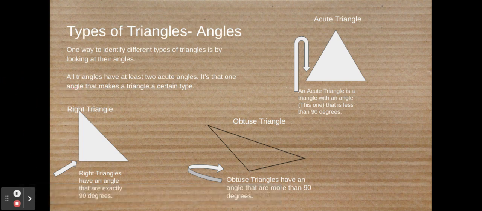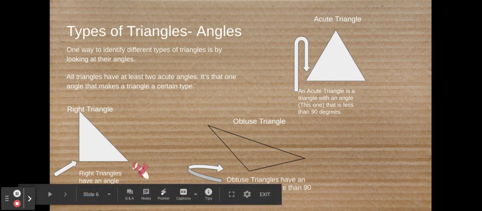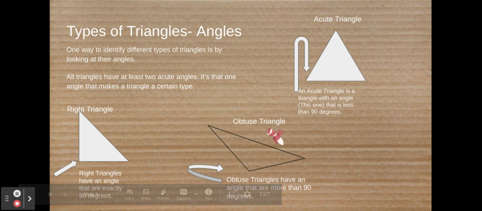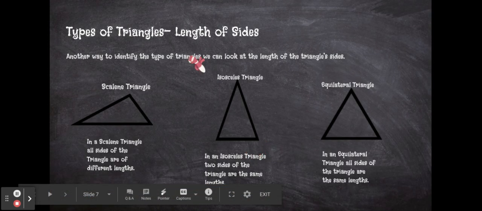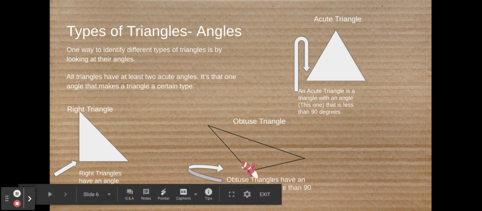Right triangles, sorry. Right triangles have an angle that is exactly 90 degrees. So where the arrow is pointing to, those two lines right there, those are exactly 90 degrees. Obtuse triangles have angles that are more than 90 degrees. So where the arrow is pointing to, those two lines, these are obtuse angles.